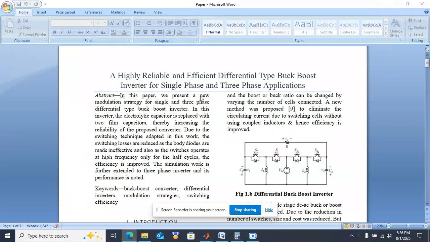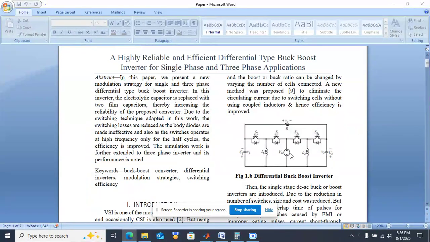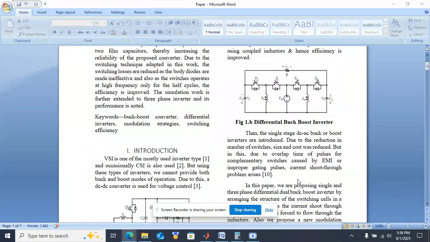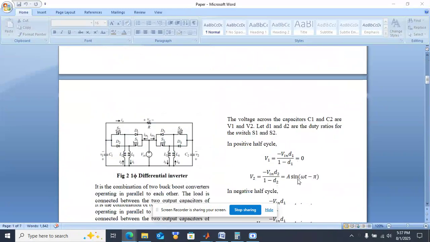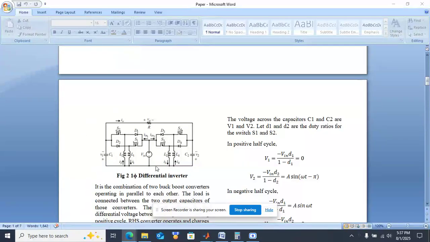Here we will see about differential type buck boost inverter for single phase and three phase applications. This is the differential type buck boost inverter, that is conventional. And here we have the proposed differential type single phase inverter.